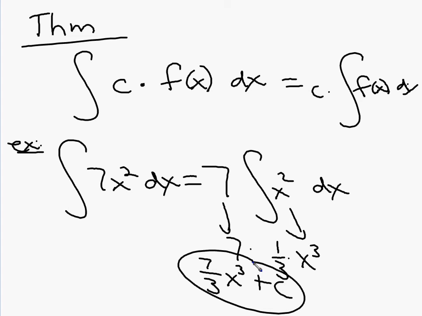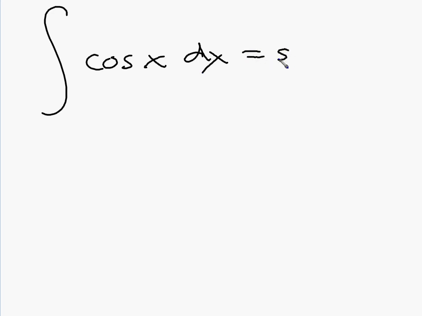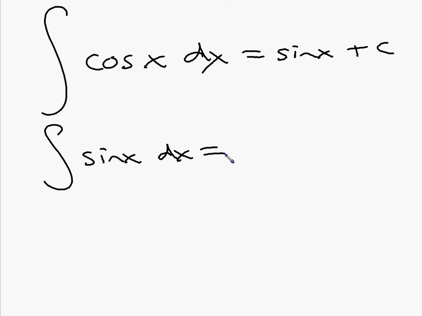Okay? Now, real quick, before we run out of time, these are on your integral table. But real quick, let's think, how about this one? What's the integral of cosine? Think backwards. What do I take the derivative of to get cosine? Isn't it sine? So this is sine x plus c. What's the integral of sine x dx? Now this one you have to think a little bit more. It would be negative cosine of x, right? It would be negative cosine of x plus c.